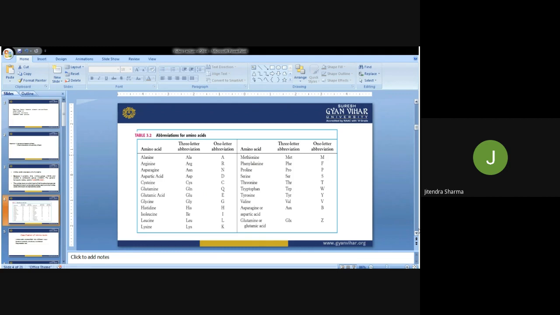We have to understand what is the meaning. Instead of writing the full name, sometimes we write it in the form of a one-letter abbreviation. We understand that these are the amino acids, and only the name we will write.